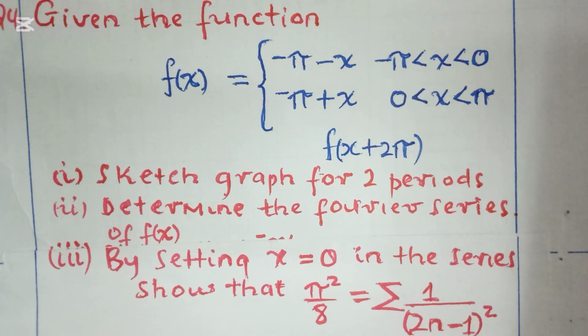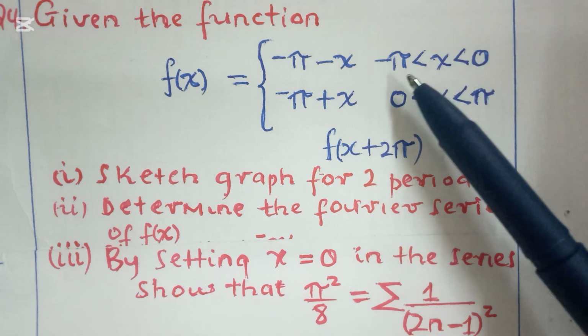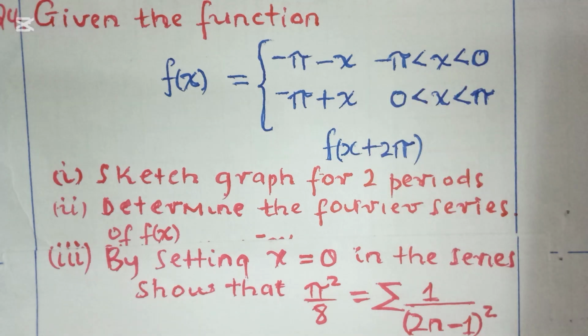Given the function f(x) equals, open the bracket, minus pi minus x, the limits are negative pi and 0. Then you have negative pi plus x, limits being 0 to pi. And then you have this as the period, the 2 pi, that is from negative pi to pi. Sketch the graph for 2 periods. Determine the Fourier series of f(x).